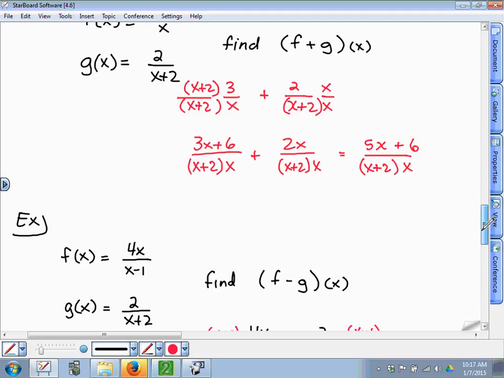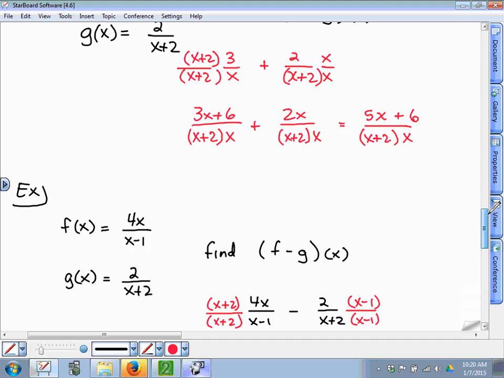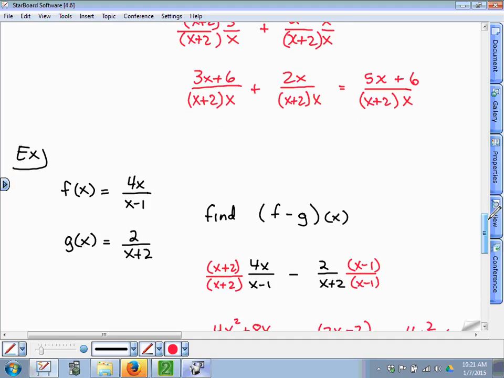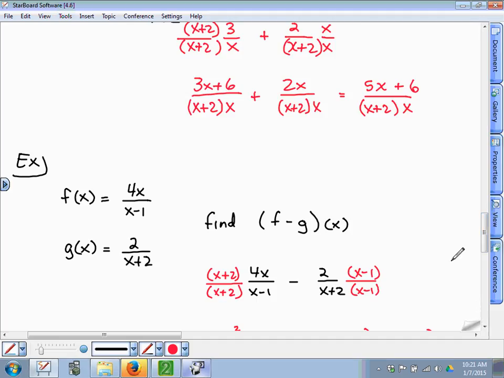All right, you guys try this one on your own. F minus g with those two functions there. Here's the first step. You have to multiply each side by the other side's denominator. So on the left side here, I multiply by x plus 2 over x plus 2, because this side had an x plus 2, so this side needs it. But now this left side has an x plus 2 and an x minus 1, so I needed an x minus 1 over here, top and bottom.